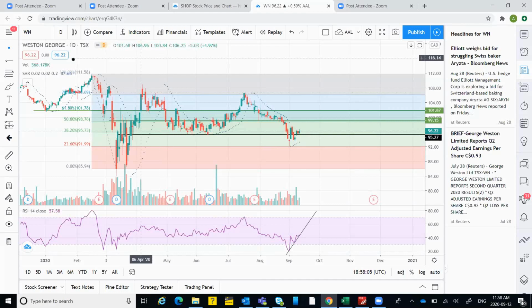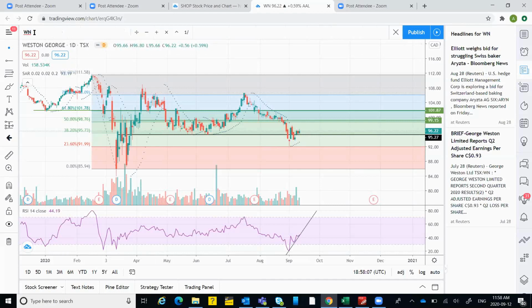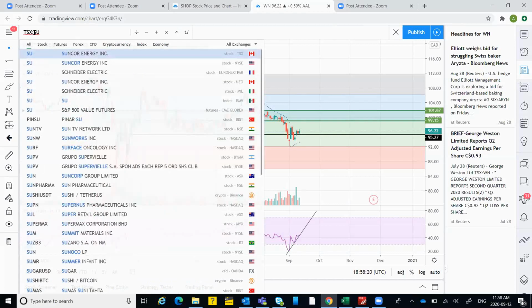Yes, I think, any other stock? I'm already into Western, so that I already picked up. Mm-hmm. Look at SU or TRP, either one of them.